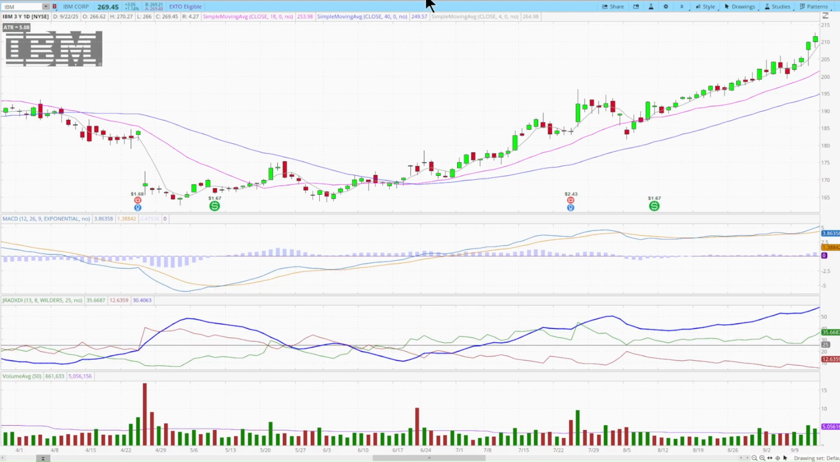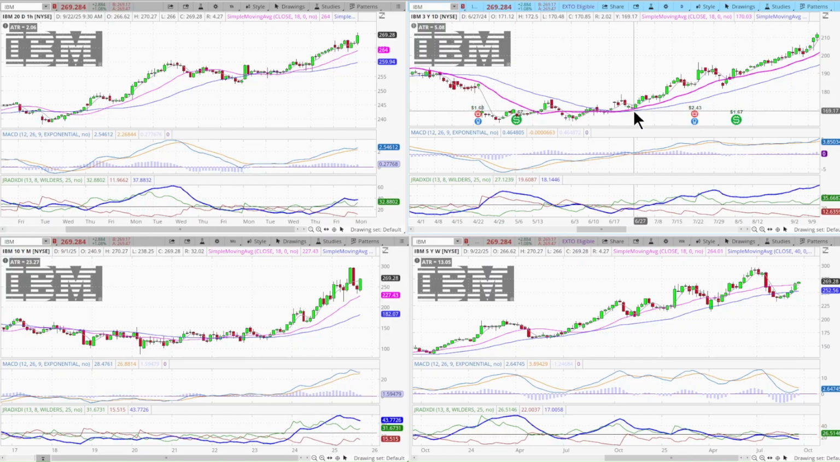Remember, when we look at this pattern, it's not just playing this little pattern. We're trying to get in this big move. We're ultimately trying to get in this signal right here. That's really where we want to play this. So we're trying to find the best entry. We're talking about getting in the low 170s on this as it's turning up off of this pullback.